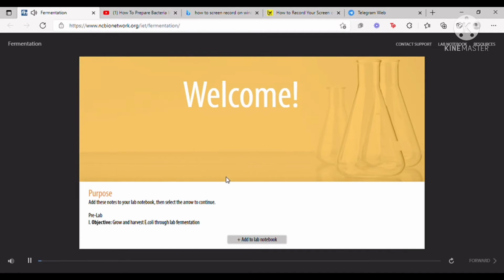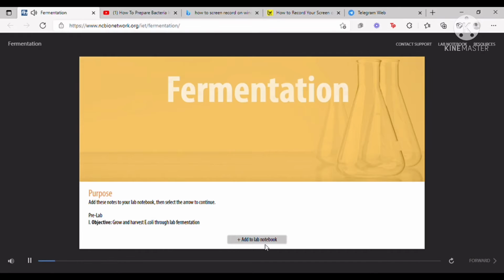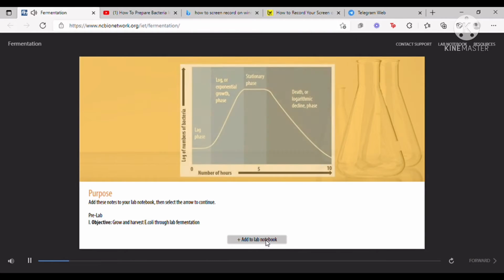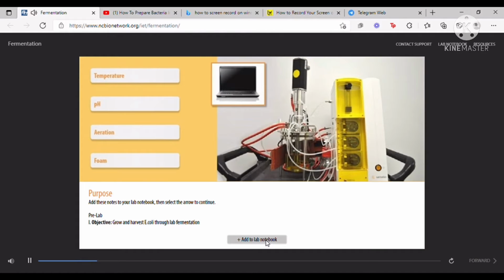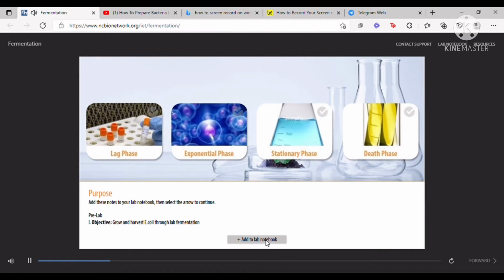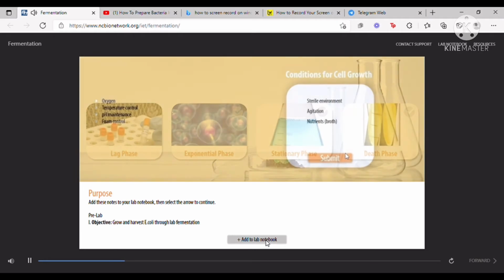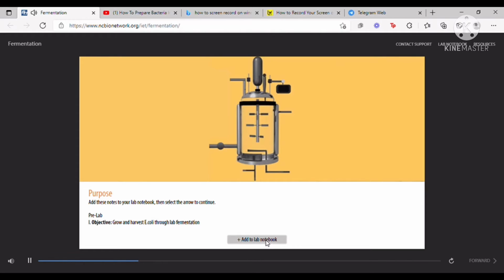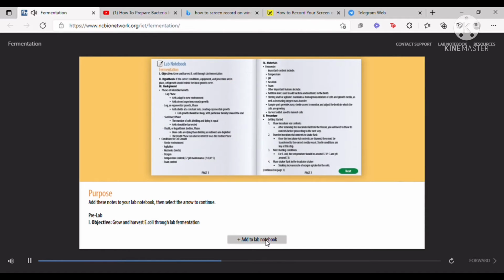My name is Denise and my matrix number is 23DBT2005, and today this lab is on the preparation of inoculum in bioprocessing. In this lab, we will learn how to grow and harvest E. coli. But before we start, we will do a pre-lab, which is done to review the principles and the processes of the fermentations.